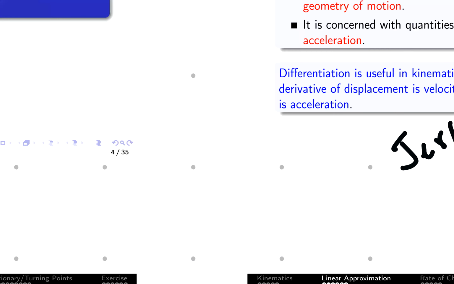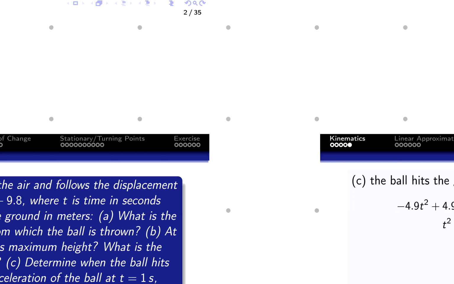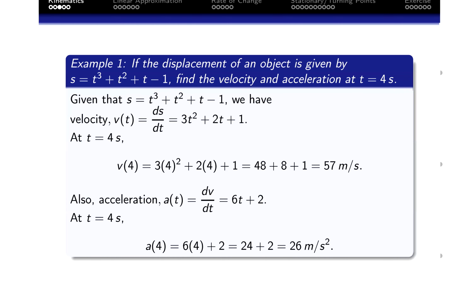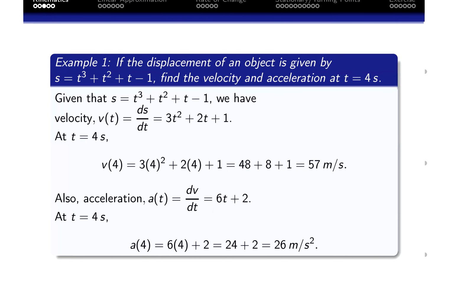So that was slide 5. So we go to slide 6. If the displacement of an object is given by s equals t cubed plus t squared plus t minus 1, this expression is describing how the body is moving from one point to another in a specified direction, right? So we have to find the velocity, which we know is the rate of change of displacement. And of course, we are looking for the acceleration, which is the rate of change of velocity.